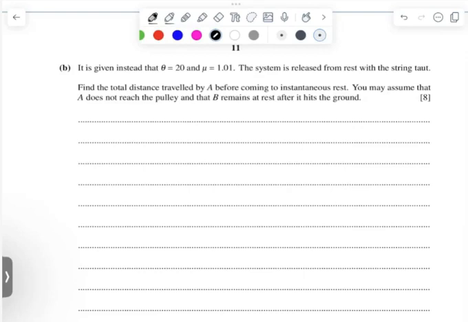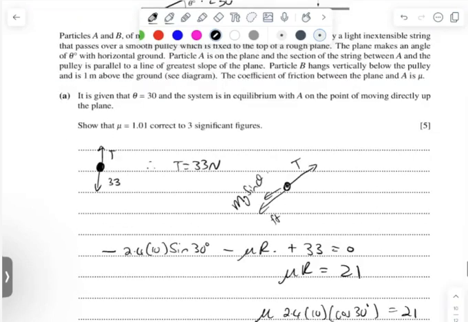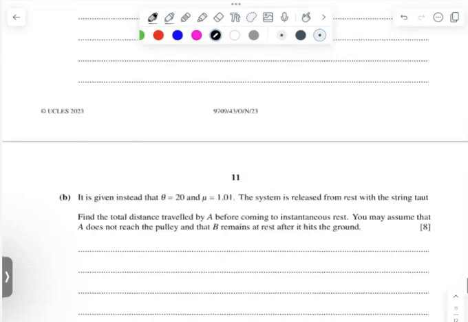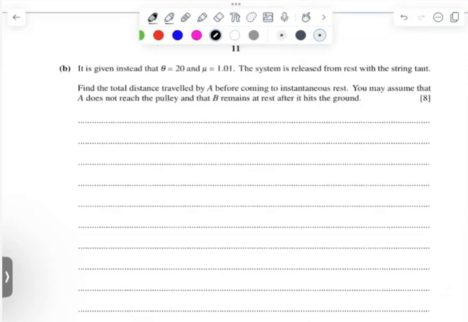The system is released from rest with a string taut. Okay, I see an 8-mark question coming up. Find the total distance traveled by A before coming to instantaneous rest. You may assume that A does not reach the pulley and B remains at rest after it hits the ground. Okay, so it's not too complicated.